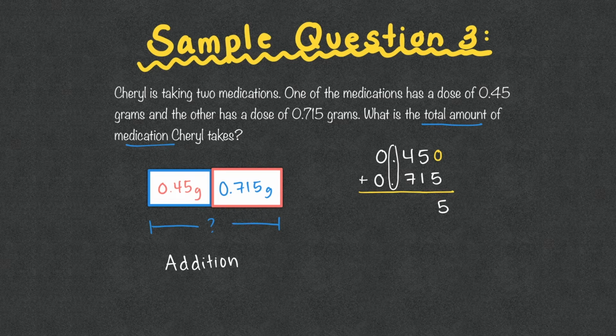0 plus 5 is 5, 5 plus 1 is 6, 4 plus 7 is 11, drop the 1, carry the 1, 1 plus 0 is 1, and we get 1 and 165 thousandths grams for this problem.